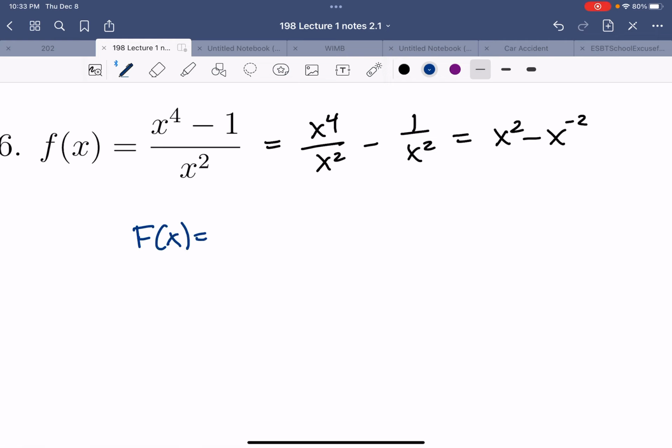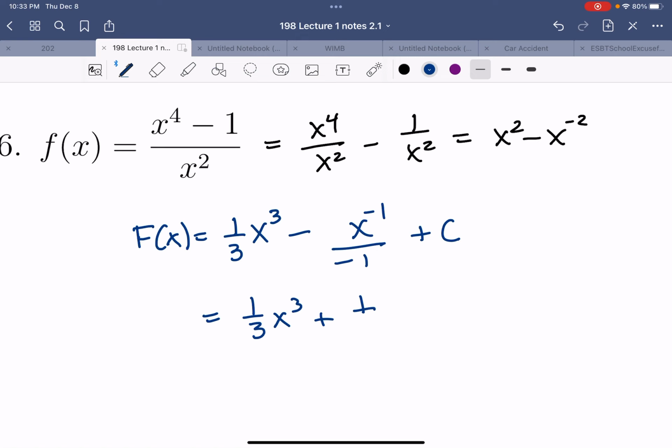Capital F of x is equal to, raise my 2 to a 3 and multiply by 1/3. Minus, make my new exponent negative 1 and divide by that negative 1. And add your plus c. So this is 1/3 x cubed plus 1 over x plus a constant.